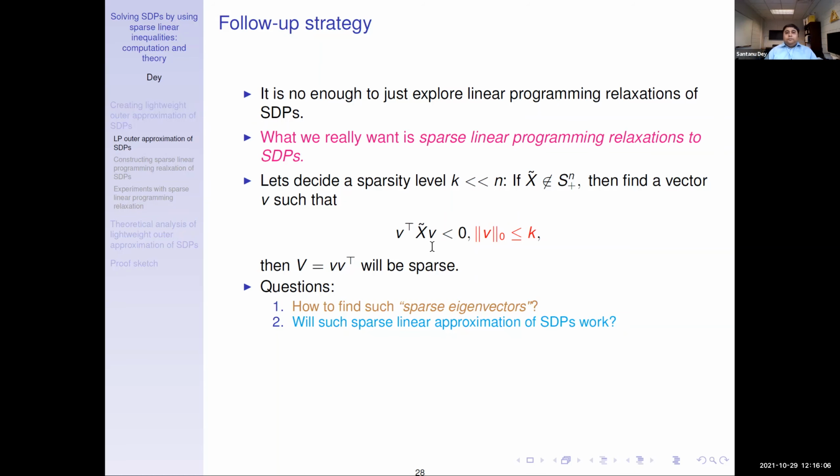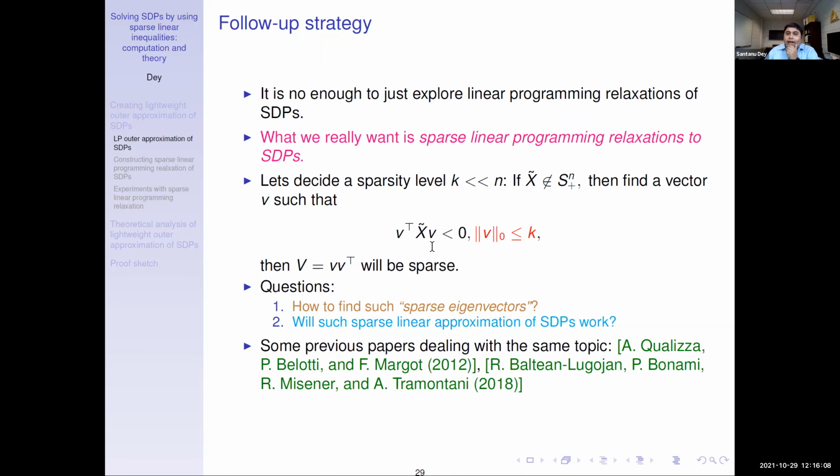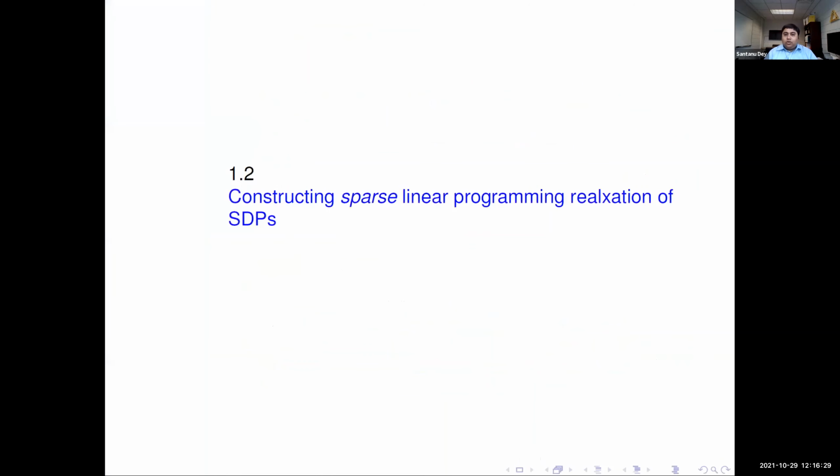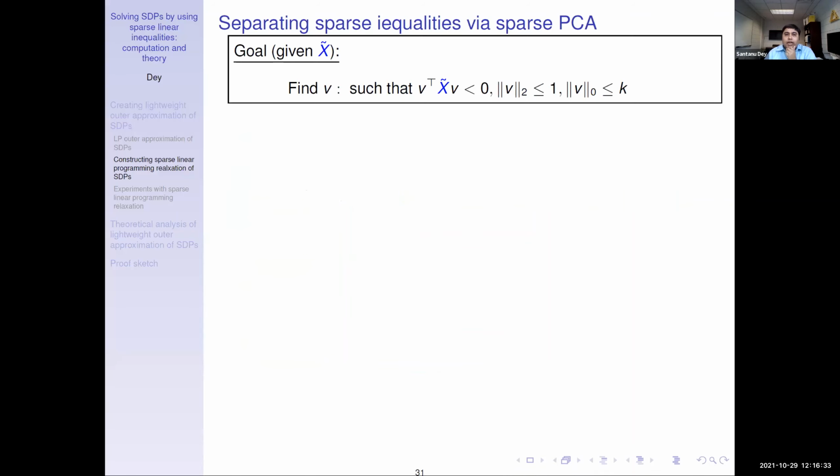Again, this is not the first study of this kind. There are some very nice papers by Kulitsa, Belotti, Margot, and then Radu Lugian, Pierre Bonami, Ruth Meissner, and Rata Bantani, and you could say this is follow-up work on those. So inspired by these guys, how do we come up with this sparse relaxation?